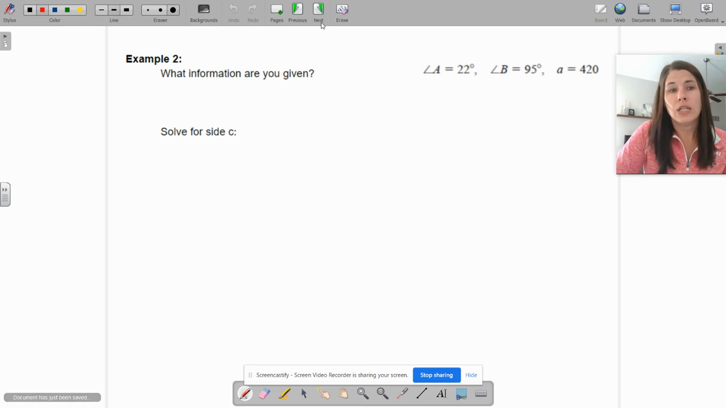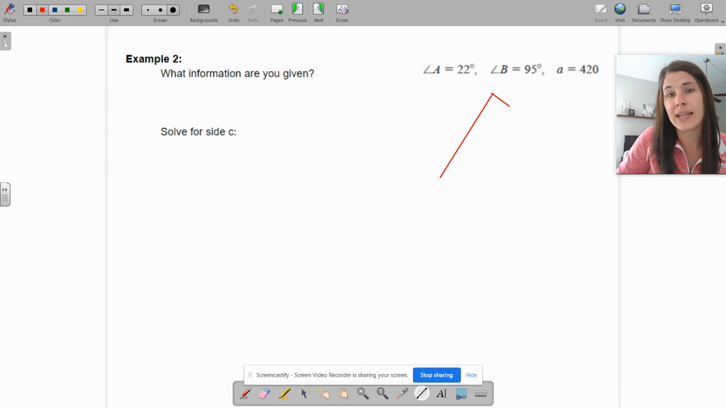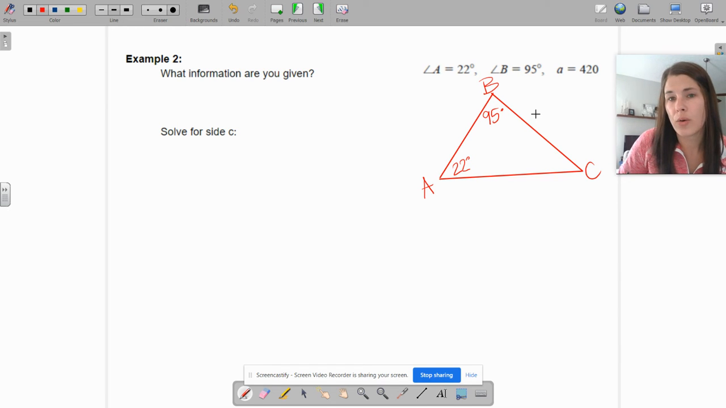Okay. So example 2, sometimes it might be given to you like this instead of a picture. In that case, before I can answer what information is given to you, I would just draw a triangle and label it to figure out exactly what situation has been given to you. It doesn't matter where you put your angles. Let's say this is A, B, and C, then angle A is 22 degrees, angle B is 95 degrees, and side A is 420. So across from that, 420.